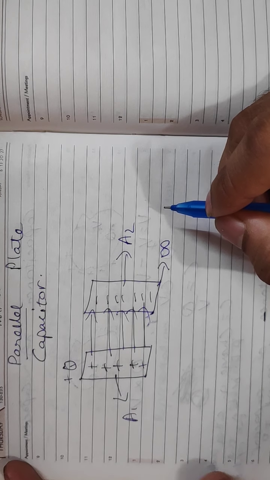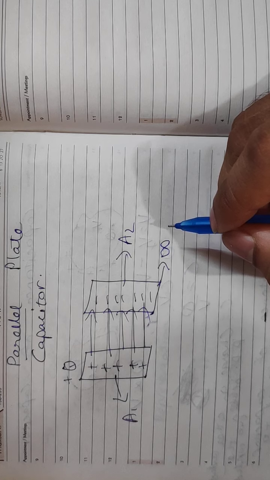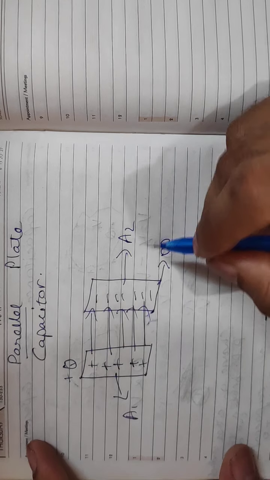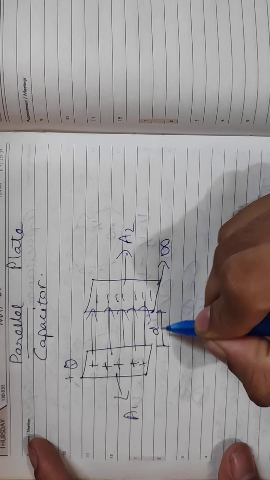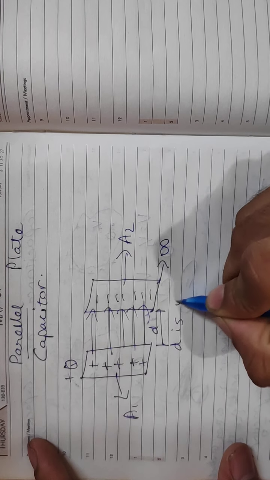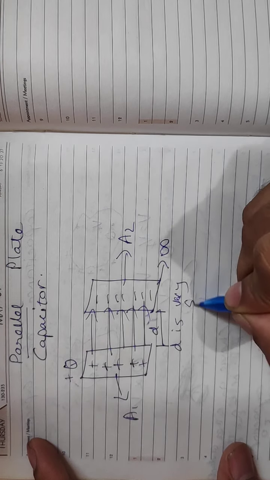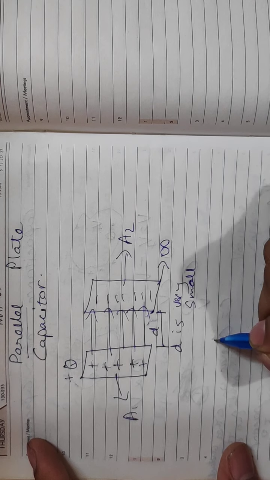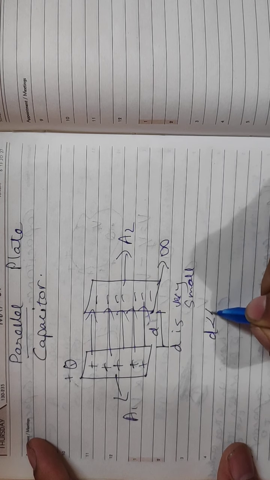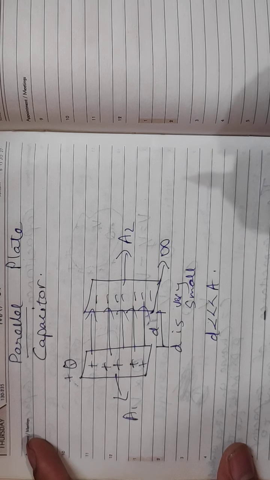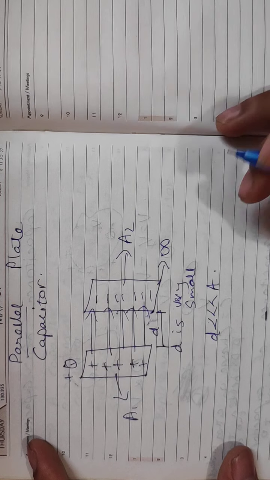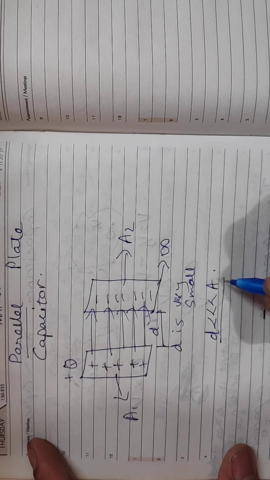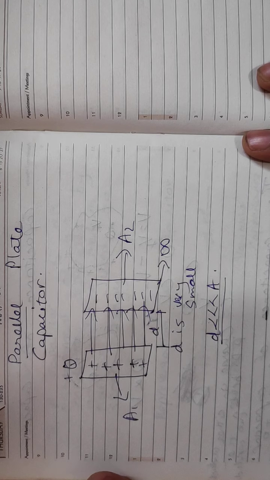But what we need to understand is that the plate is infinitely long. We have studied it in equipotential surface. The plate should be infinitely very long. And the distance by which they are separated is d, and d is very small. d should be very less compared to a. Why this condition is required, we will study it later on. But just now, just remember d should be very less than a.